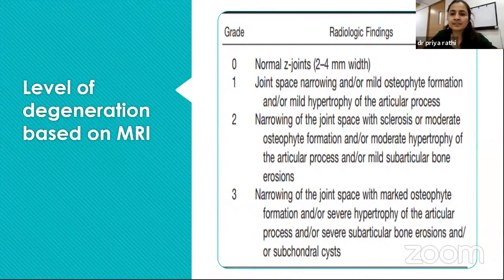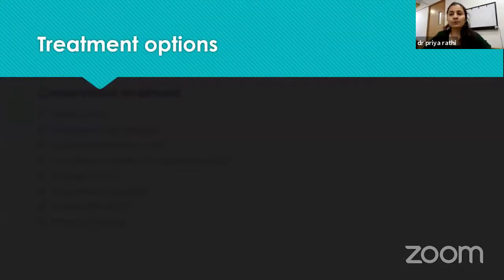So considering our previous discussion, these are the levels of degeneration which are based on MRI. Grade 0 being normal zygapophyseal joints where width is around 2 to 4 mm. In grade 1, joint space narrowing is there. In grade 2, there is narrowing of joint space with subarticular erosions and osteophyte formation. And grade 3, there is narrowing of the joint space and there is hypertrophy of the articular processes, subarticular bone erosions being seen.